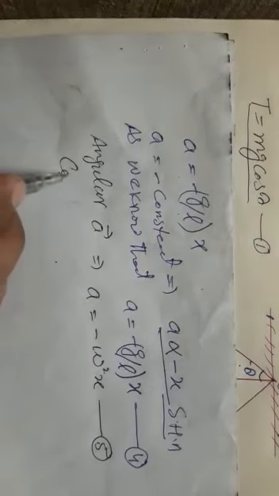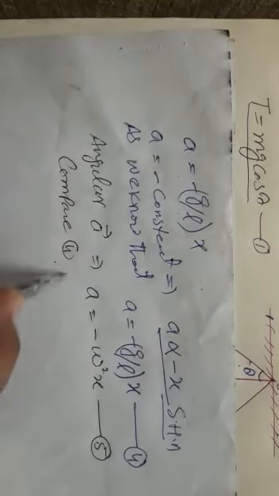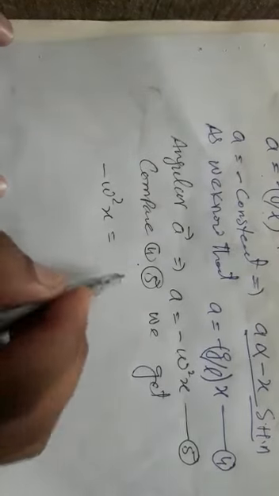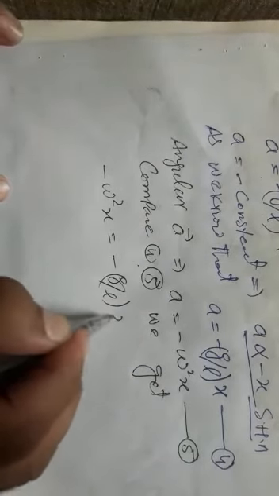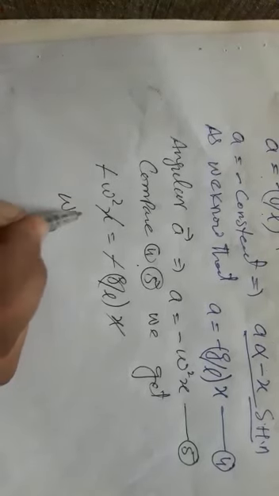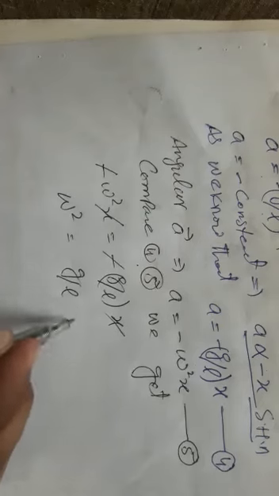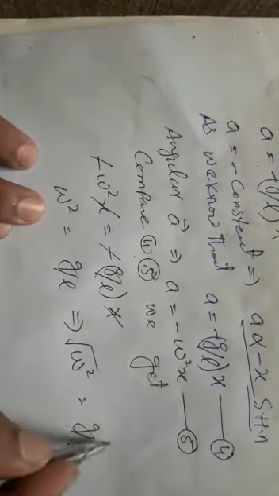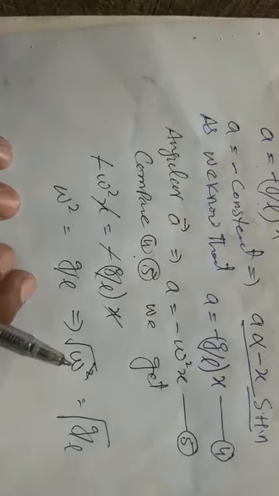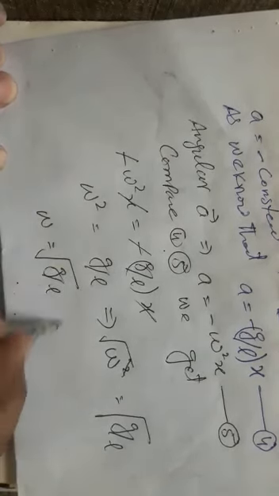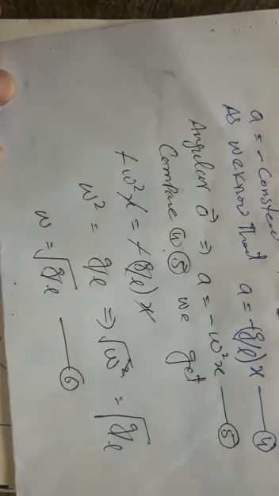So now we will compare equation 4 and 5. We get minus omega square x is equal to minus g over L into x. Minus minus cancel और x cancel करें both sides से. So omega square is equal to g over L, and under root of omega square is equal to under root of g over L. Now we'll take the square root on both sides; ये cancel होगा इस square root के साथ. Omega is equal to under root g over L, that is equation 6.